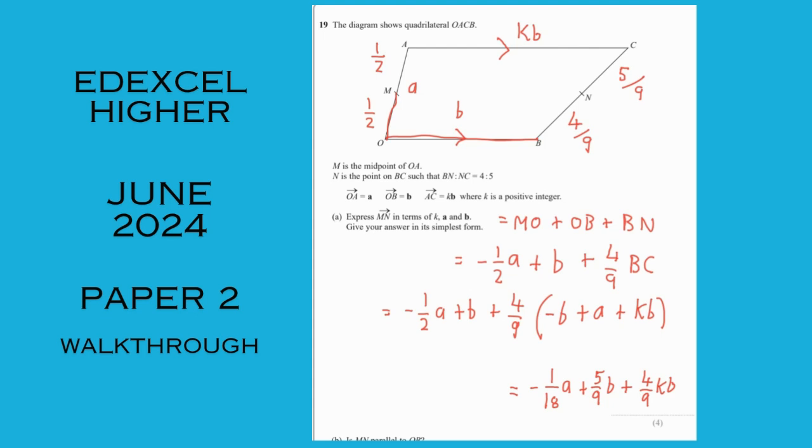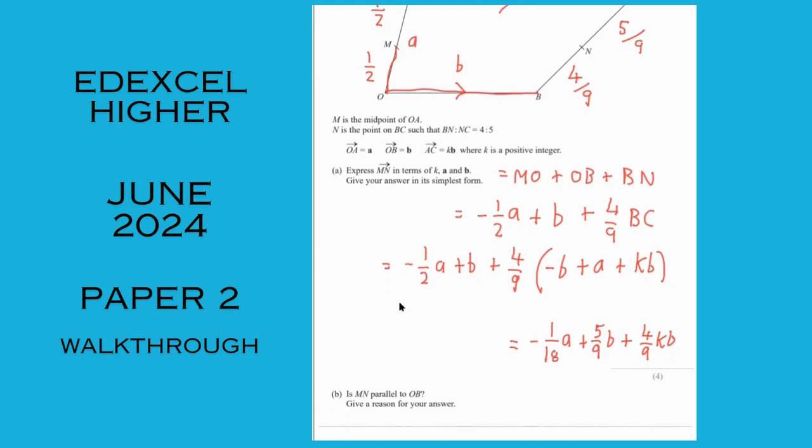Part B, you can just see it at the bottom. Is MN parallel to OB? Now, there's lots of ways you can go about it. There's the line MN. Now, it looks parallel, but you can't go about it that way. Is it parallel? The answer is no.